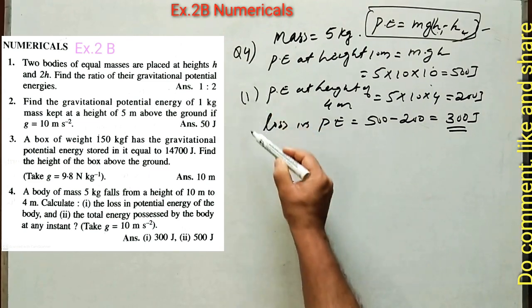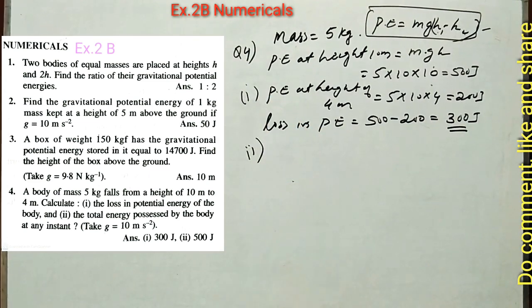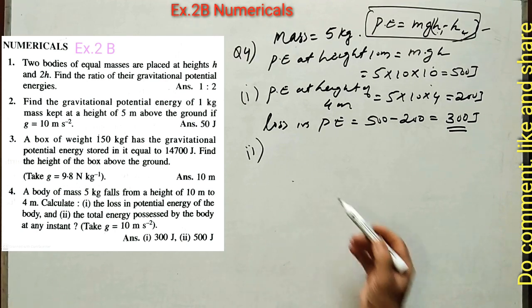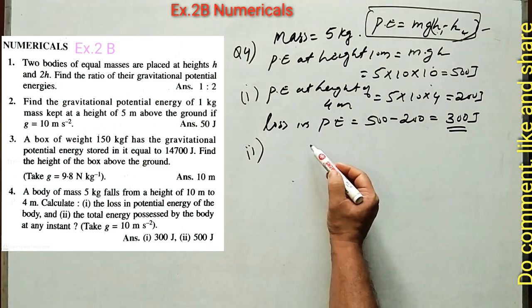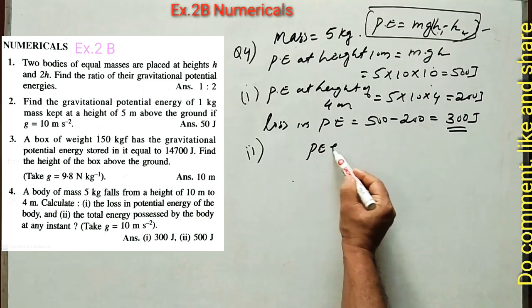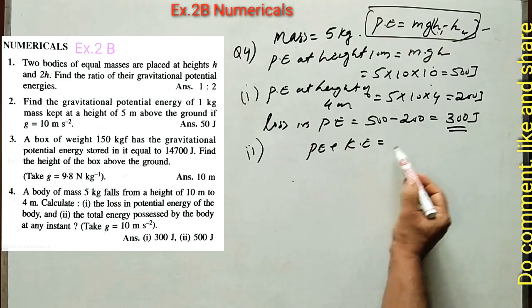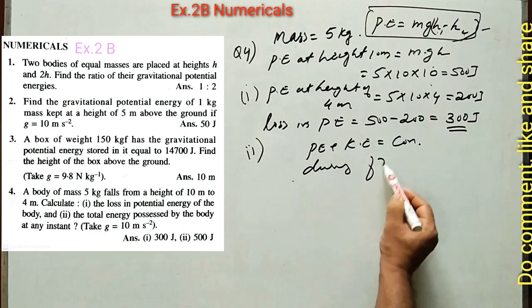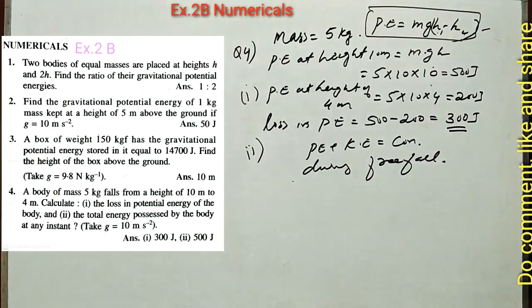So this is the first part. Part number 2: the total energy possessed by the body at any instant. You know, the body is under free fall. During the free fall, the energy possessed by the body at any instant remains constant. This is the concept. You know it. So we can write PE plus KE is equal to a constant value during a free fall. Clear?